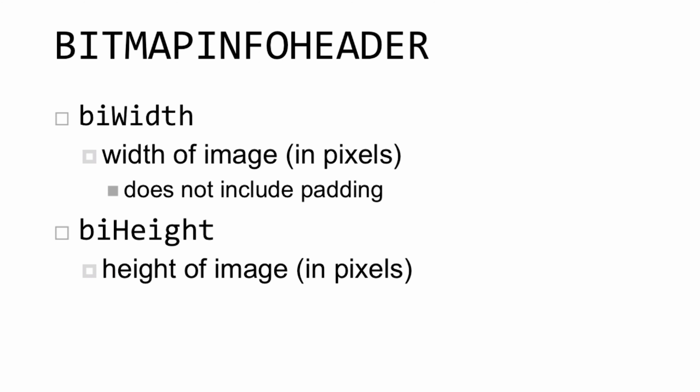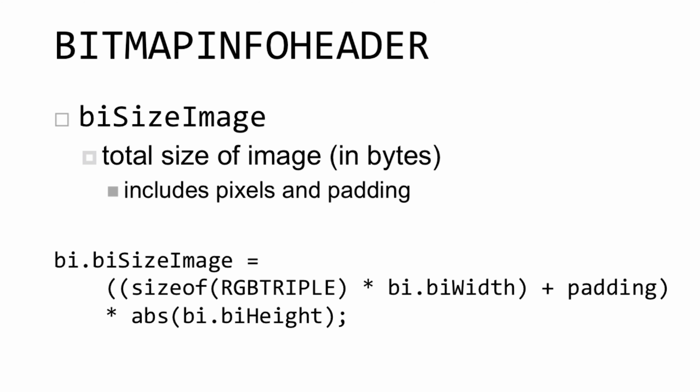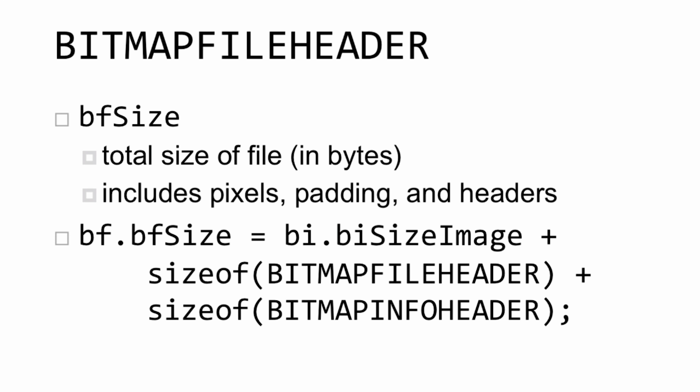In the bitmap info header, we have the BI width, which includes the width of the image in pixels, not including padding, and the BI height, the height of the image in pixels. We also have the BI size image, which is the total size of the image in bytes, including the pixels and the padding. Moving to the bitmap file header, we have BF size, which contains the total size of the file in bytes. So that includes pixels, padding, and the headers.